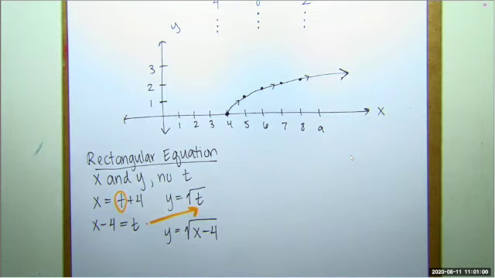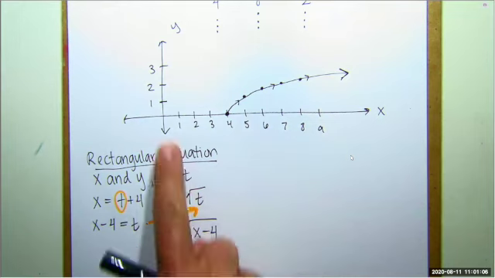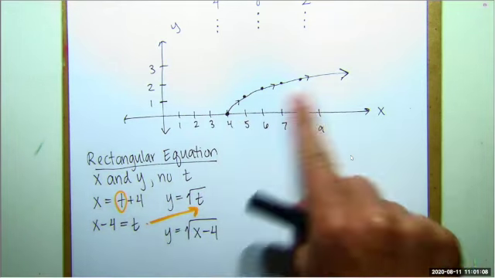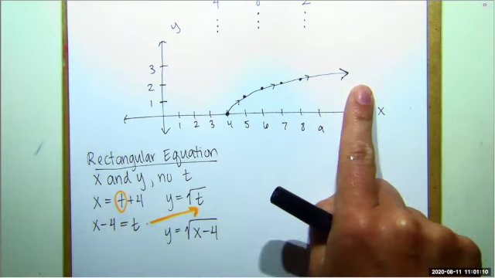Now, if you go back to what we learned in Math 126, we know that this indeed looks like a square root function, and the minus 4 shifts our graph 4 to the right. So this is just a square root function shifted 4 to the right.